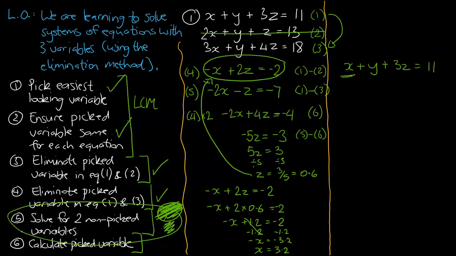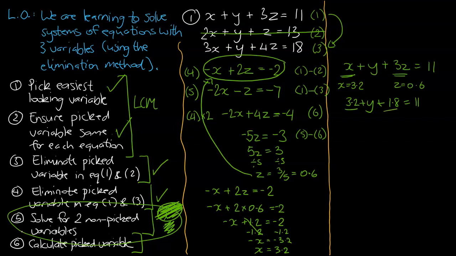We know what x is. Remember that x was equal to 3.2, and that was from below. And we also know that z was equal to 0.6, and again, we calculated that earlier. So we're going to substitute both of those in. So 3.2 plus y, and remember y is the letter we had as our initial eliminated variable, the one we picked, and we're going to plus 1.8, which is 3 times the 0.6, and that's going to be equal to 11. We're now going to simplify that.